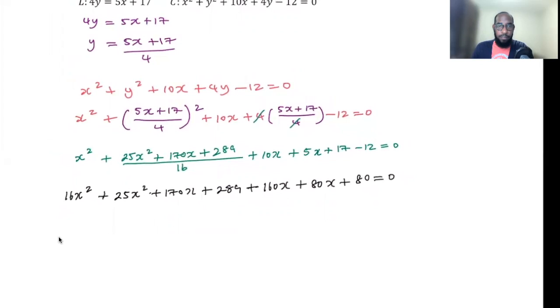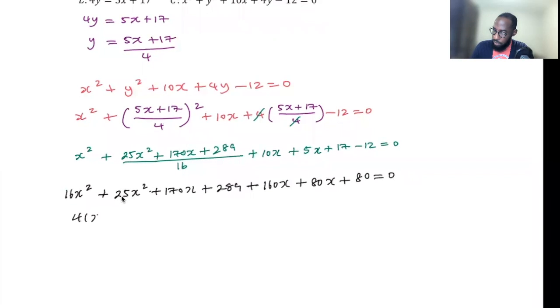So we have 16x squared plus, I'm going to add all the x squared. So 16x squared plus 25x squared. So 16 plus 25 is 41x squared. All right, I'm going to look for all the x's.